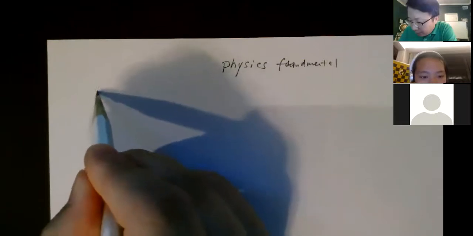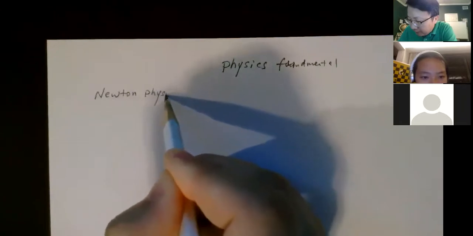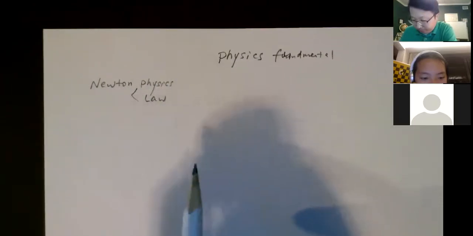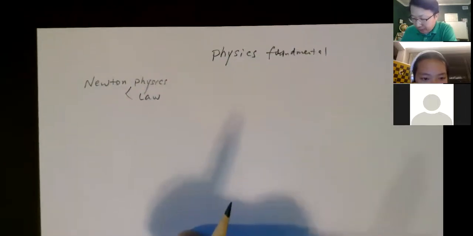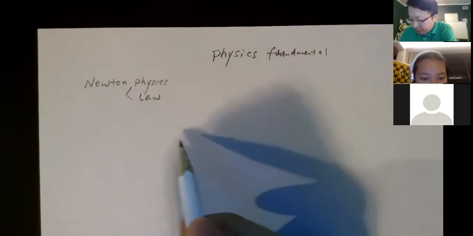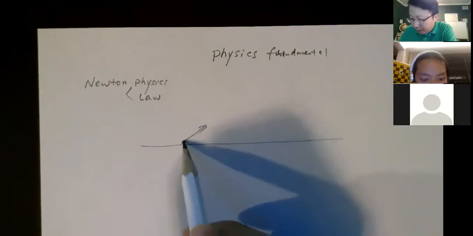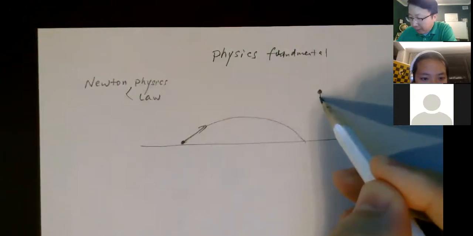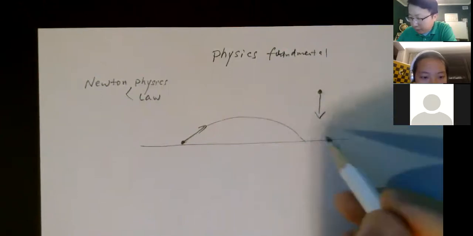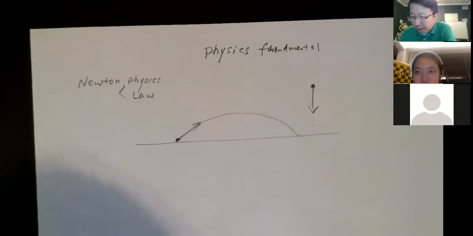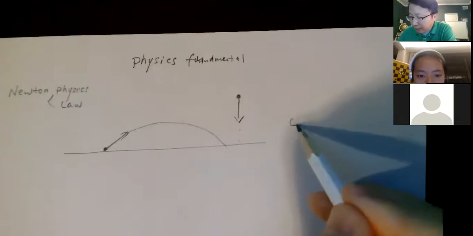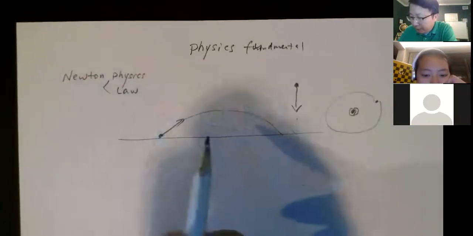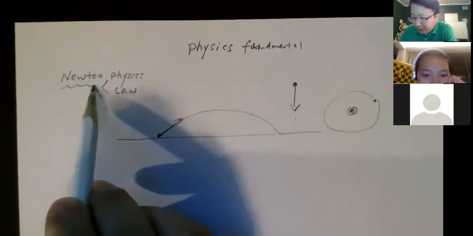The most fundamental is called Newton physics, or Newton's laws. Newton was trying to understand fundamentally why, when you kick a football out, it follows this kind of trajectory, and why an apple let go from a tree or from your hand falls towards the ground. Later it was realized that the Earth and Moon orbiting, everything is governed by very simple physics discovered by Isaac Newton, called Newton physics.